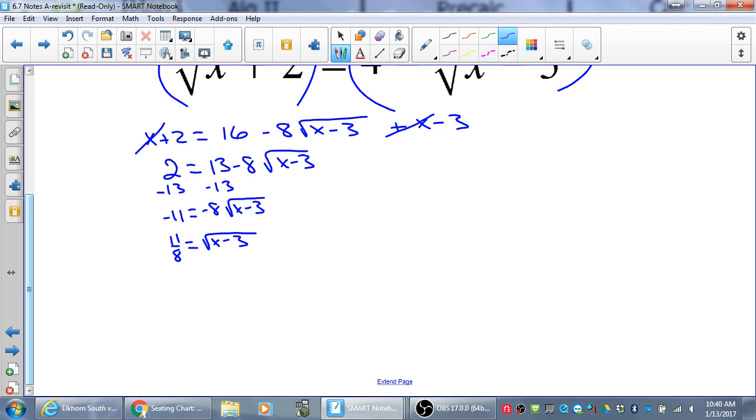Square both sides. Square both sides on this one. 121 over 64 is equal to x minus 3.